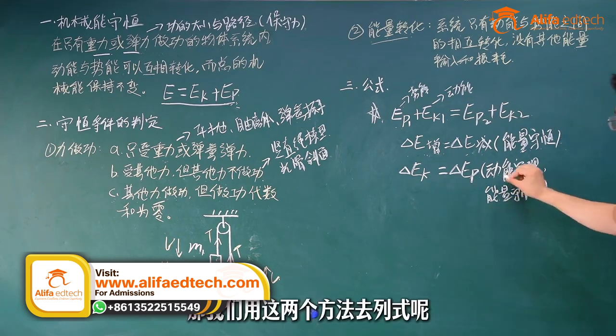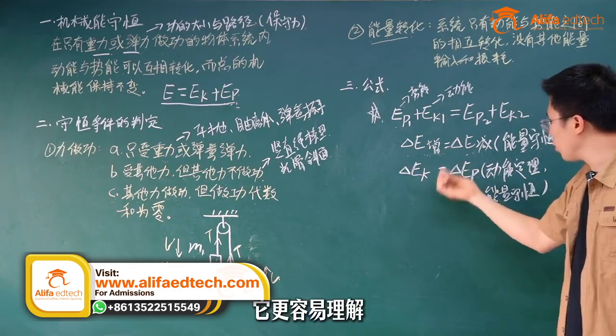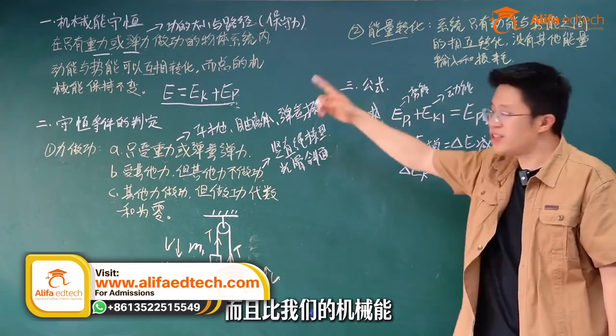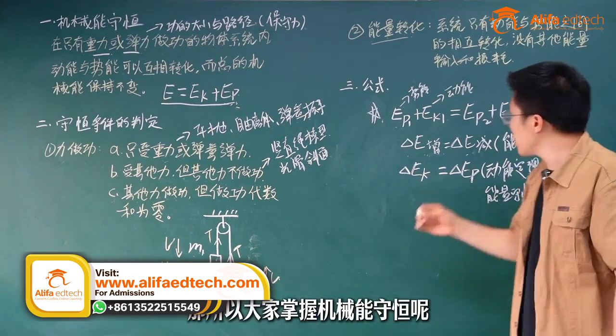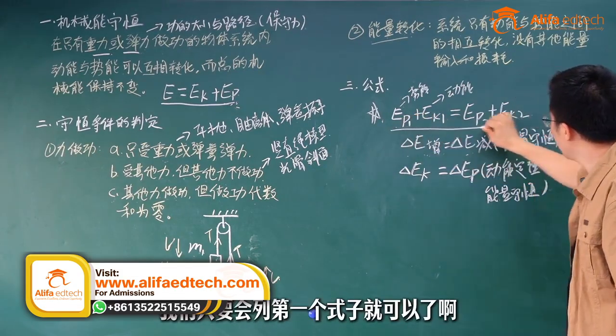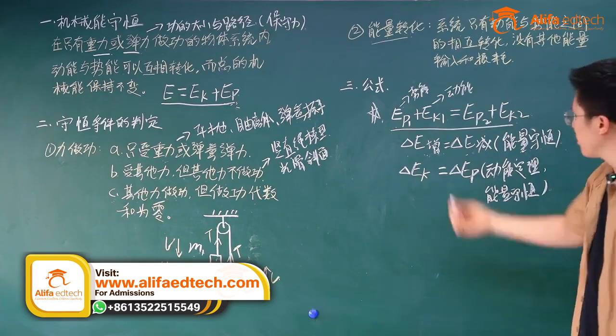Using these two methods to set up the equations makes it easier to understand, and it's less prone to mistakes compared to using the conservation of momentum. So when learning about the conservation of mechanical energy, as long as you know how to write the first equation, that's enough. Let me give you an example.